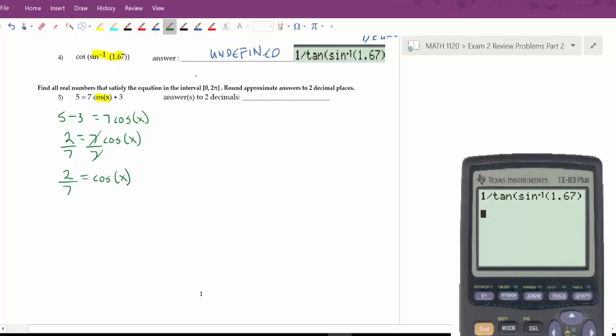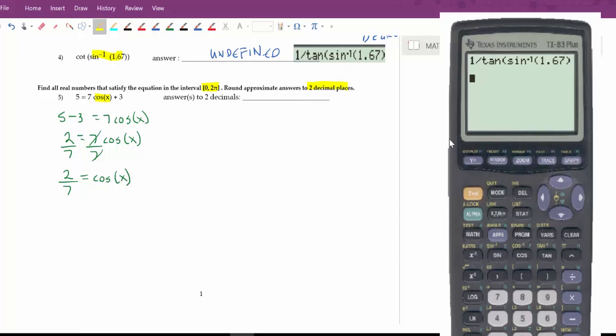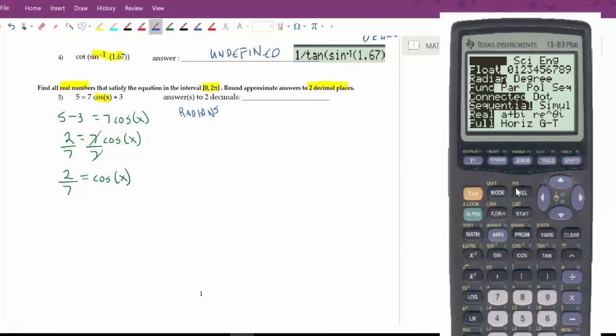Now, there's several ways you can solve this equation. All I'm looking for is all of the answers from 0 to 2 pi, rounded to 2 decimal places. And I do want real numbers, so since I say real numbers, that's telling you I want these answers in radians to 2 decimals. So make sure the calculator's in radian mode.